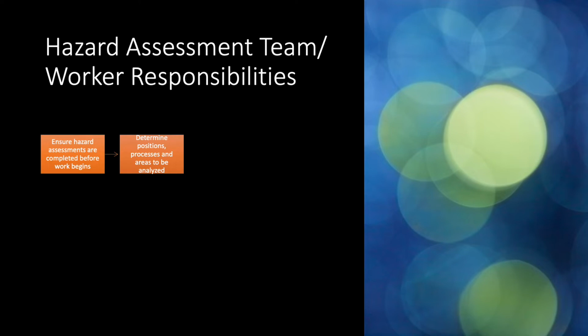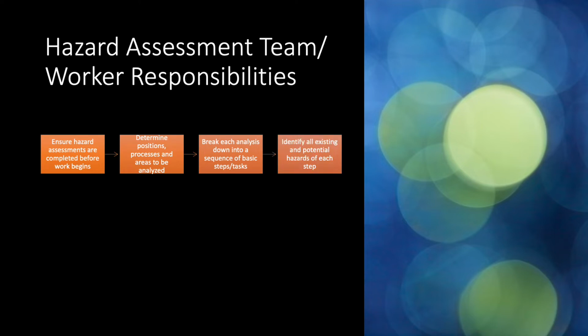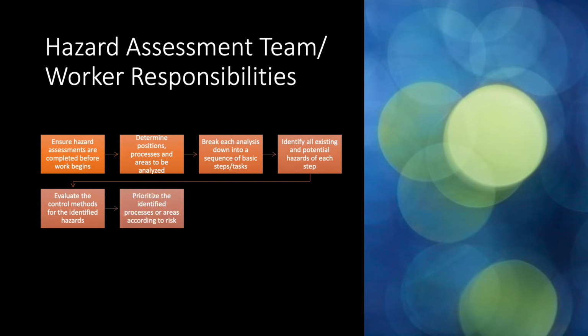Determine positions, processes, and areas to be analyzed. Break each analysis down into a sequence of basic steps and tasks. Identify all existing and potential hazards of each step. Evaluate the control methods for the identified hazards. Prioritize the identified processes or areas according to risk.